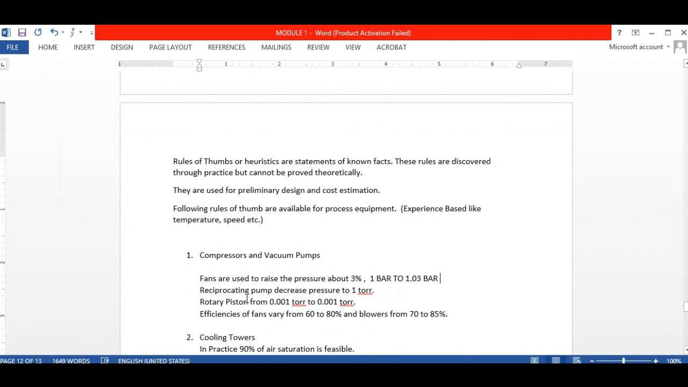Similarly, a reciprocating pump decreases the pressure to 1 torr. These are all the values there. These are developed by the operators working there with many years of experience. Now in the chemical industry, we have about 100 years of experience. So why am I wasting time doing the calculation? I can just do some rough estimation.